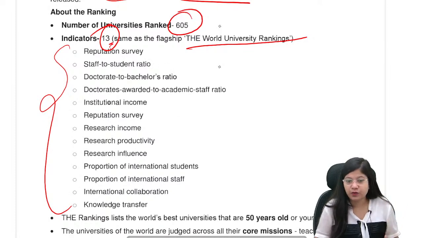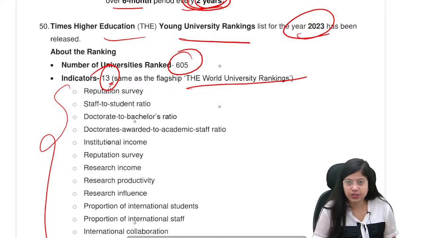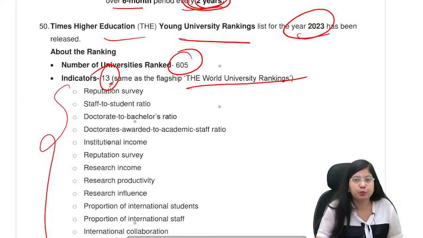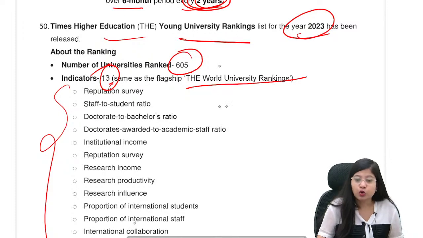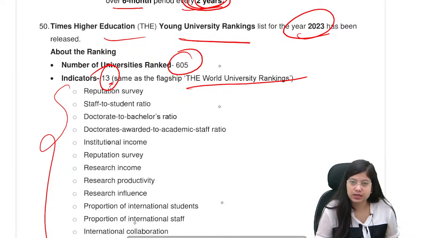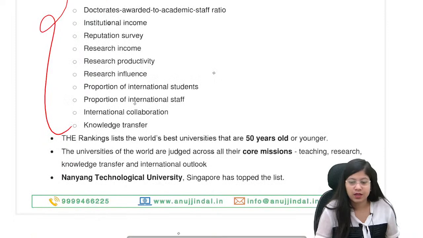because first of all, again, Times Higher Education की rankings exam में अभी तक नहीं पूछी गई है पिछले 4-5 सालों से. तो इतना सारा डेटा याद करना is useless for you, ठीक है, तो मत करो.